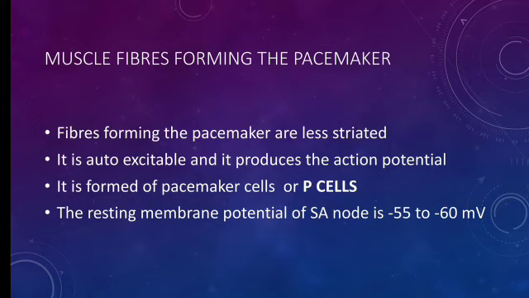In the heart, it is located in the right atrium, that is, in the right corner of the right atrium, okay? And here the pacemaker is a muscular tissue formed by modified cardiac muscle fibers, okay? And here it is less striated when compared to the actual cardiac muscles. It is auto-excitable and it produces the action potential. The pacemaker is formed by pacemaker cells called P cells. The resting membrane potential of the SA node is minus 55 to minus 60 millivolts.